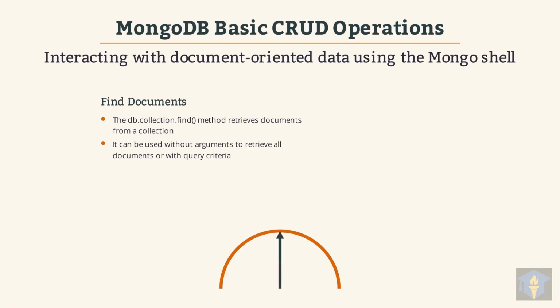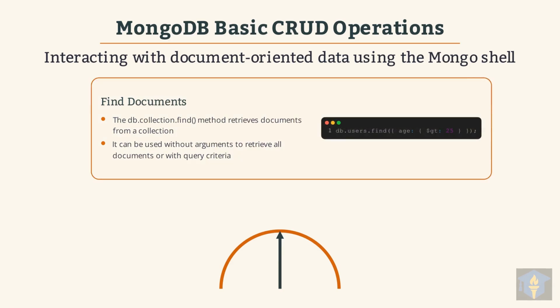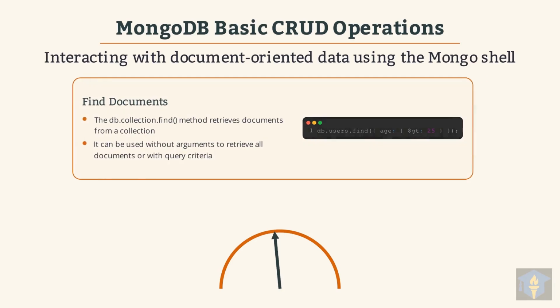Next, we'll explore how to find and retrieve documents from our collection, effectively reading our data. The db.collection.find method is used to retrieve documents, either all of them or those matching specific criteria. Here, we use db.users.find to retrieve all user documents where the age is greater than 25.